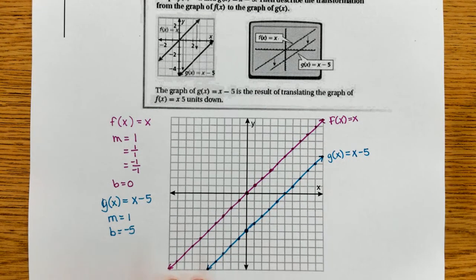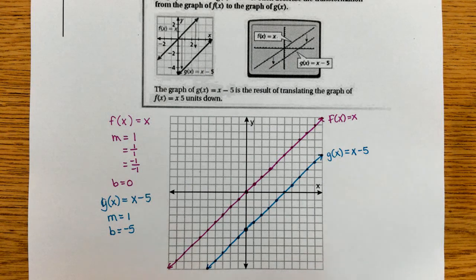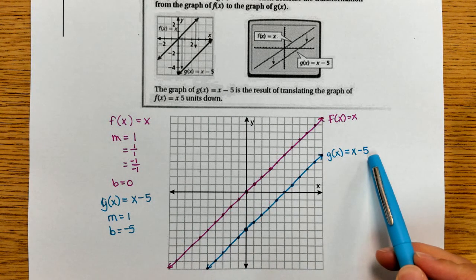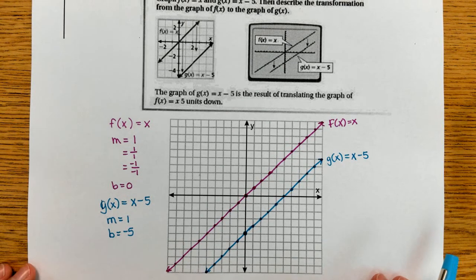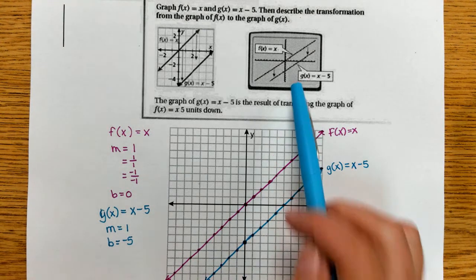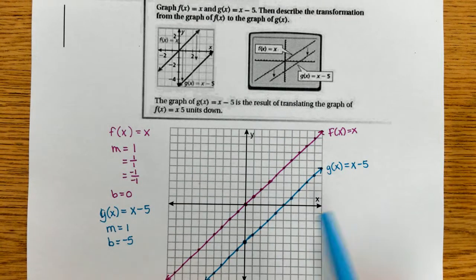Okay, so you can see how these two graphs are a little bit different. The graph of g of x equals x minus 5 is just shifted down 5 units. It's a translation of the graph f of x 5 units down. Now you'll see in your book you can also graph it on a graphing calculator if you'd like, but graphing it on a piece of paper, you get the same result.